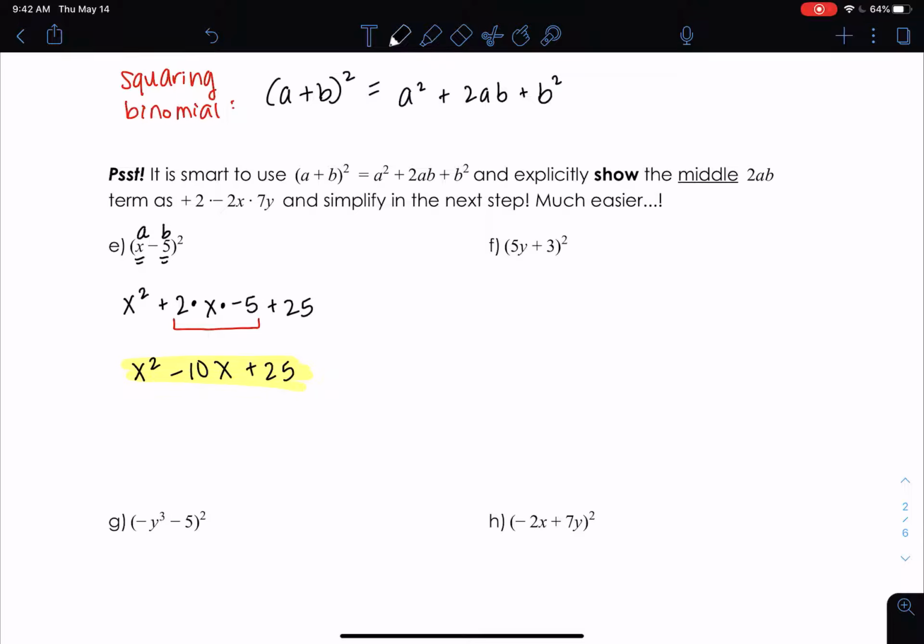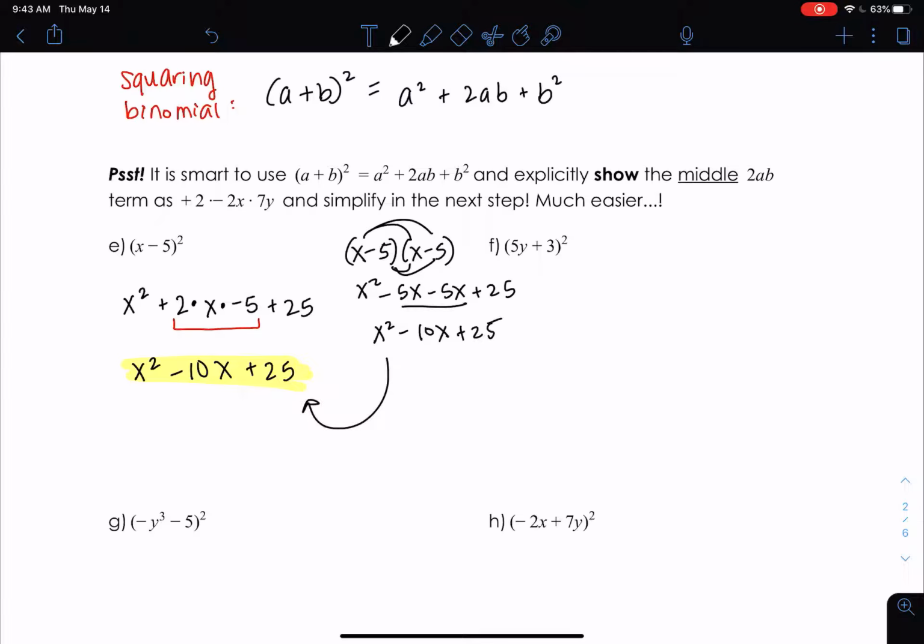If you want to see how it's done the old way, just so you can feel comfortable and convince yourself that this works, I'm going to show it to you right now. So we have x minus 5 times x minus 5. We would have had x squared minus 5x minus 5x plus 25. Nothing wrong with doing it this way. It's just we're going to go a lot faster in the future using our shortcut. Then we combine our like terms, and you can see this matches our final answer.